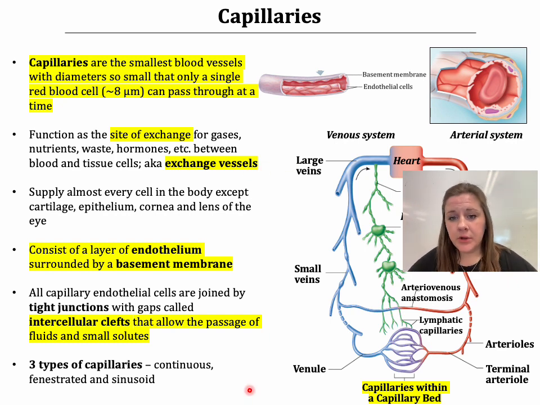There are some other structural components that contribute to it. The cells are held together by tight junctions. They make intercellular clefts. I'll have a better visual of that coming up. And what we're going to talk about now are the 3 types of capillaries found throughout the body.